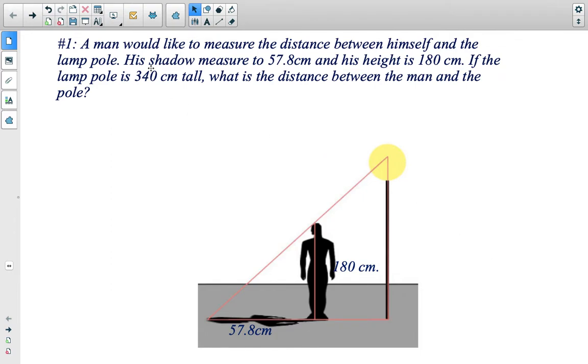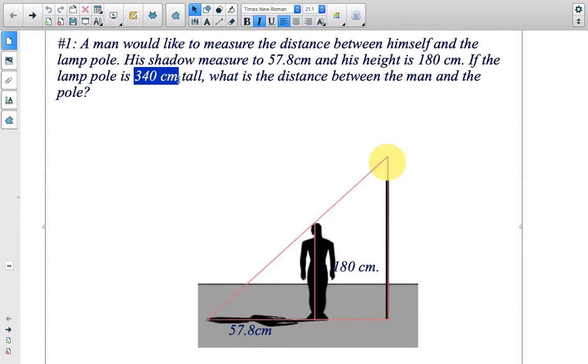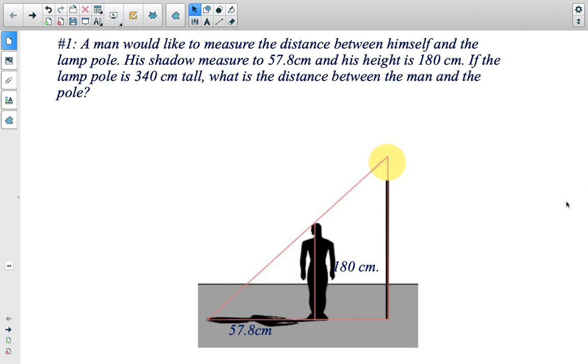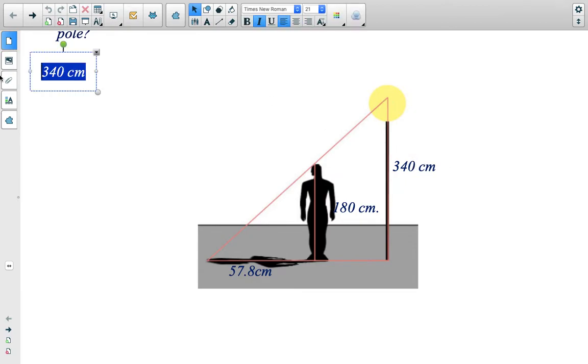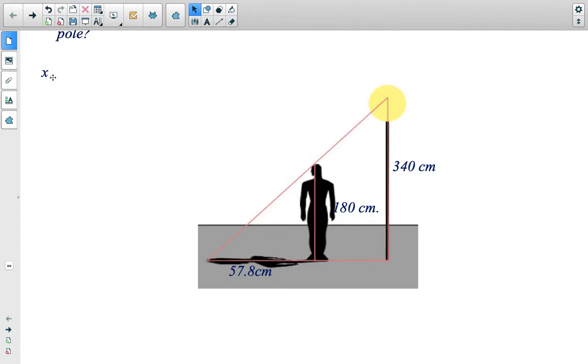If the lamp pole is 340 centimeters, then we're going to figure out the distance between the lamp pole and the man. So we want to find x, and we're going to call this x. So the distance between the lamp pole and the man is right here. So this little distance right here.